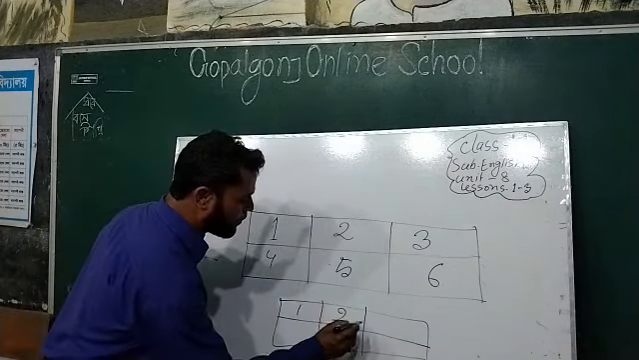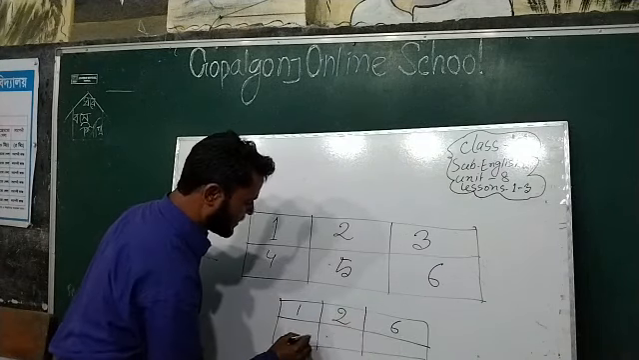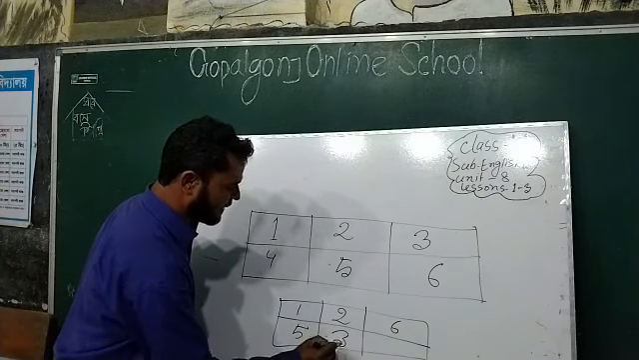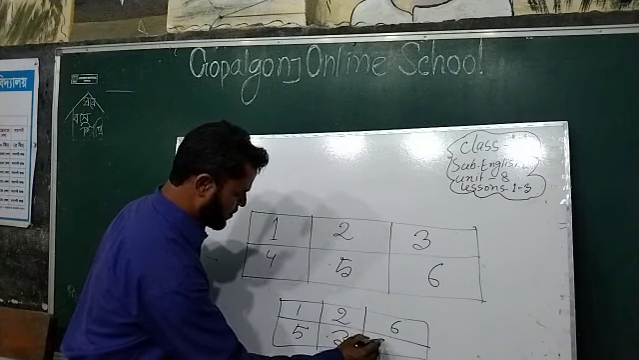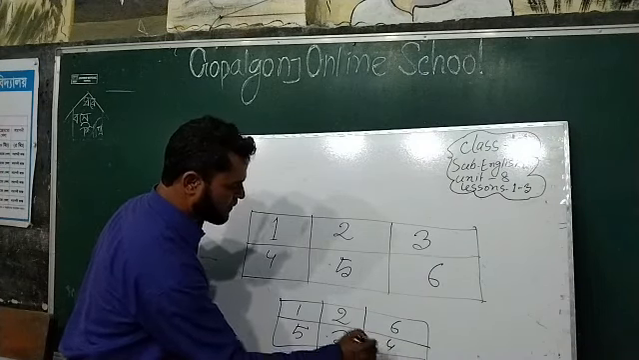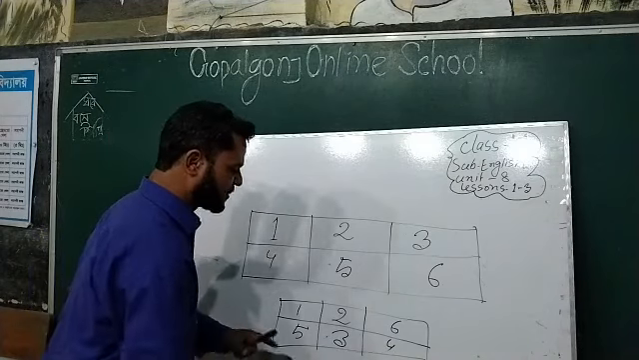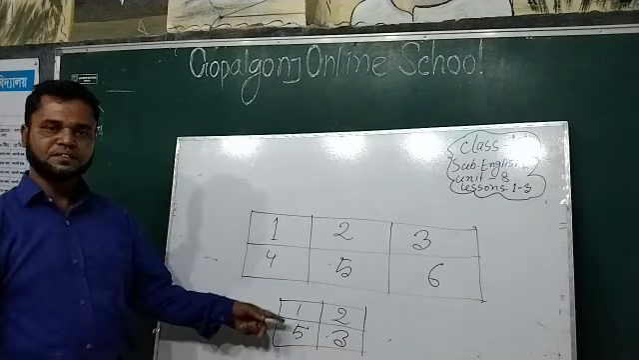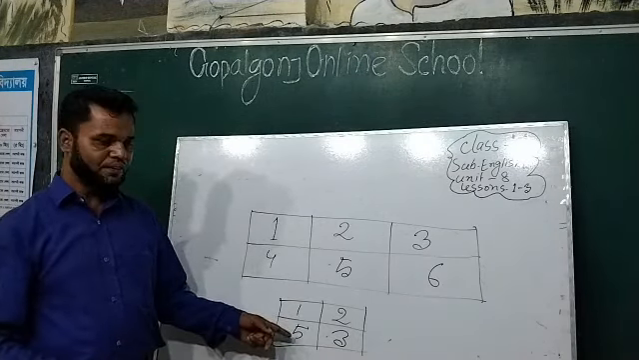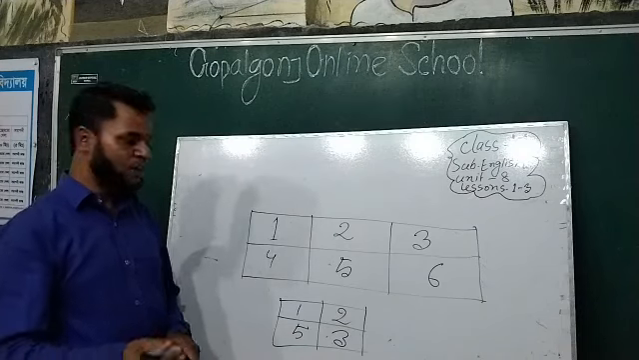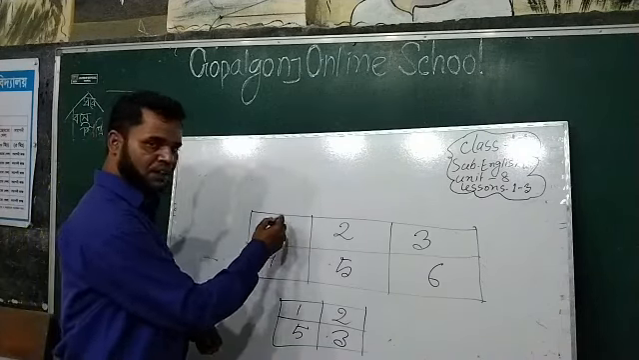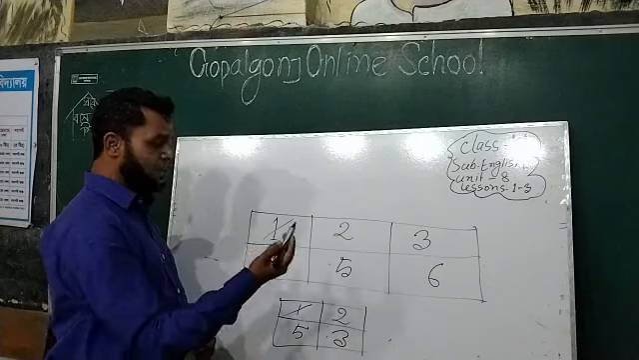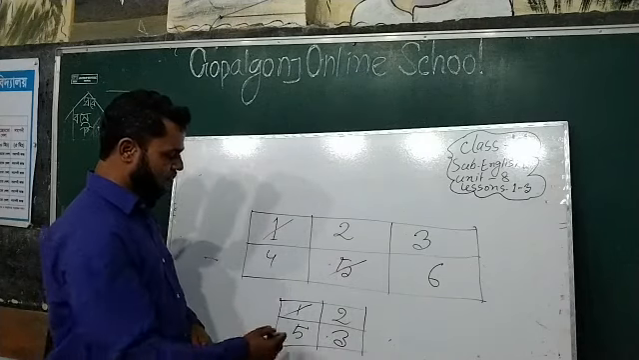One, two, six, five, three, four. So, dear students, there is a mistake. You have to write on this side. When I call out a number like this, you have to mark that number. I will call number 5, and you have to mark the number 5.